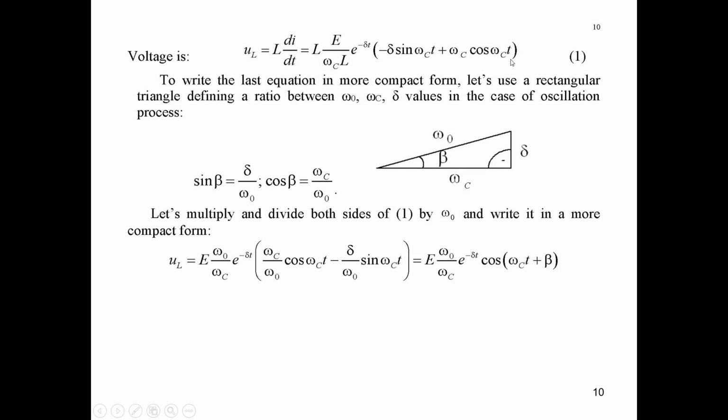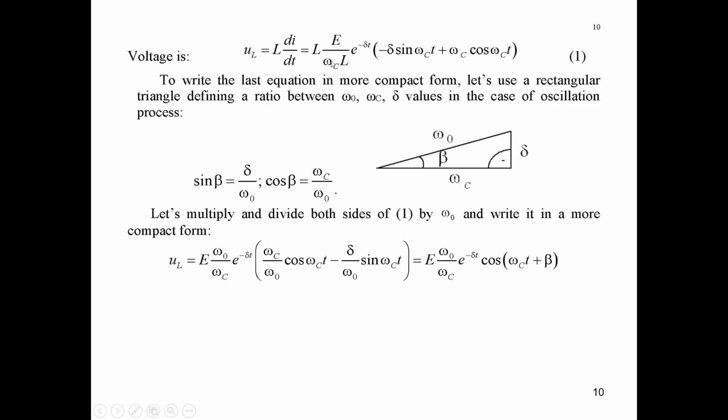We have such an expression for UL, and let's simplify it and write it in a more compact form using a right triangle where omega c and delta are the catheti and omega 0 is the hypotenuse, because omega 0 equals the square root of omega c squared plus delta squared. Let's introduce here the angle beta, for which in this right triangle sine beta equals delta over omega 0, and cosine beta equals omega c over omega 0. Let's use such a designation to simplify this expression.